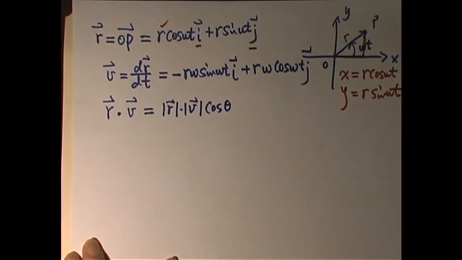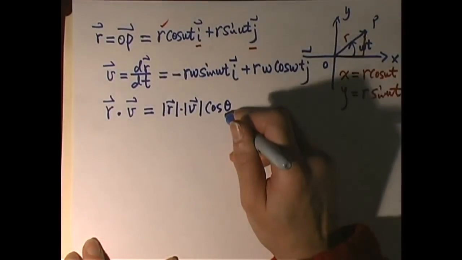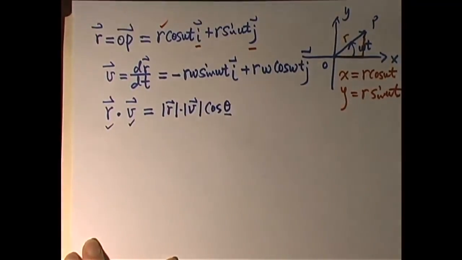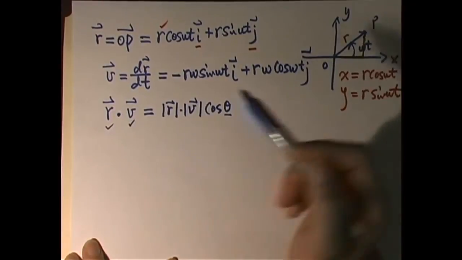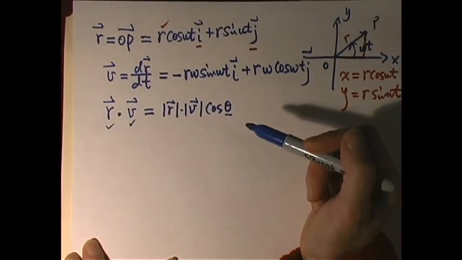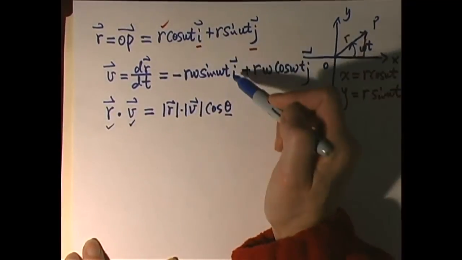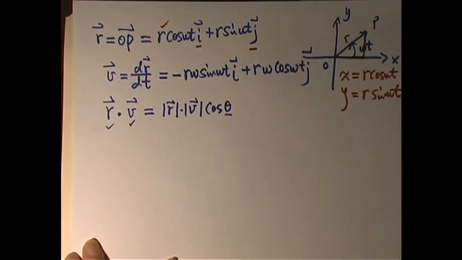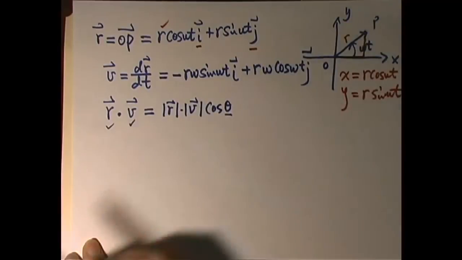So if r dot v comes out equal to 0, that means the angle theta between r and v is 90 degrees. In this case, it is, because r is along the radius direction and v is tangential, so they're 90 degrees. We will learn that in the future. Actually, i dot i equals 1, j dot j equals 1, and i dot j equals 0.